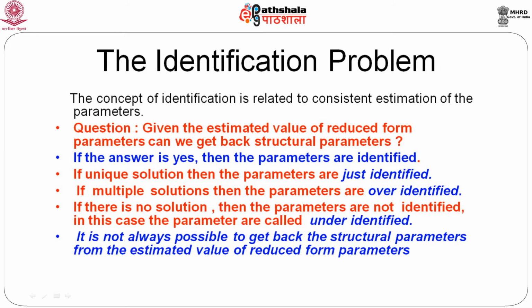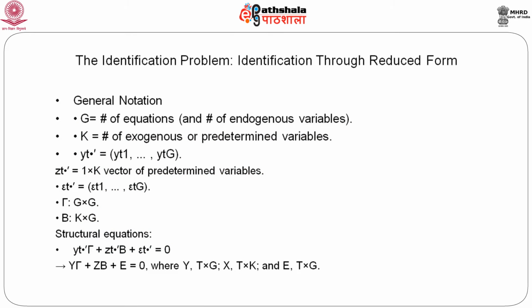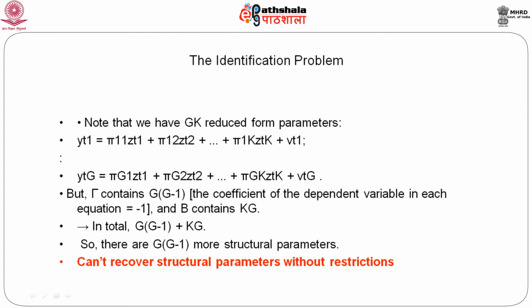So, it is not always possible to get back the structural parameters from the estimated values of the reduced form parameters. So, let me give some general expressions. Let G be the number of equations of the endogenous variables, K the number of exogenous or predetermined variables, and there are G endogenous variables denoted as Yt. Yt is the notation for the endogenous variables, and Zt is the notation for the predetermined variables, and gamma is the coefficient matrix, and similarly beta, capital B, is the coefficient matrix, and from that you can have the structural equation.